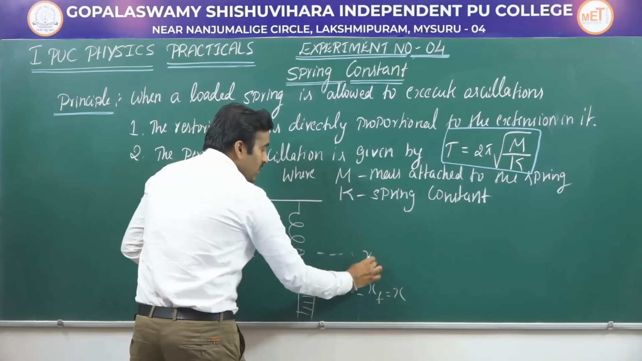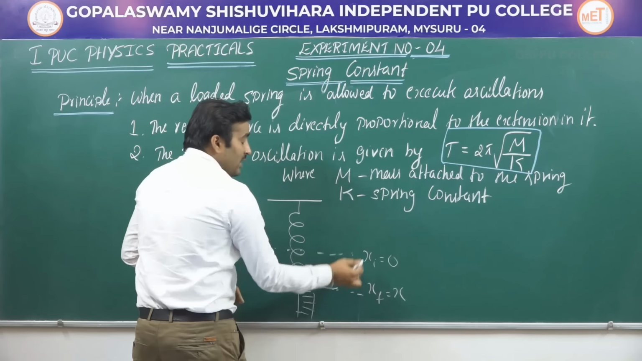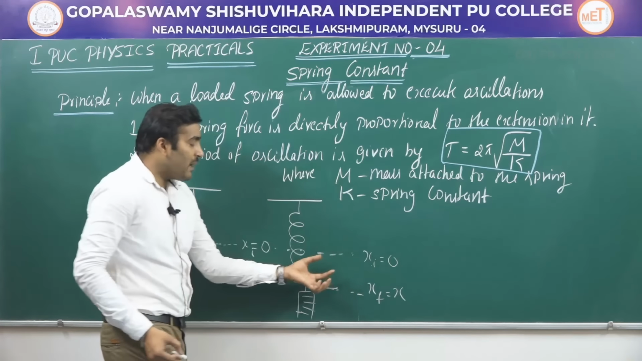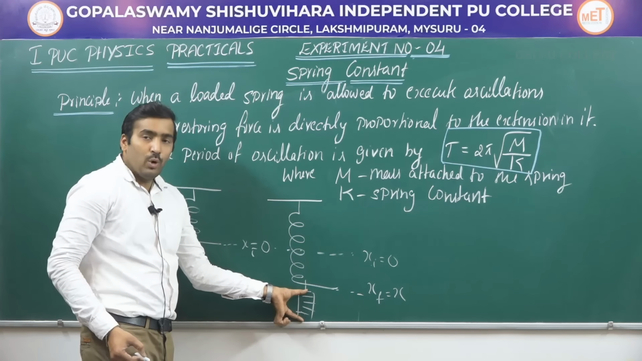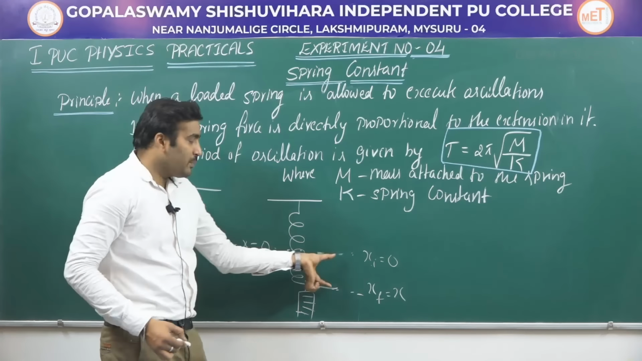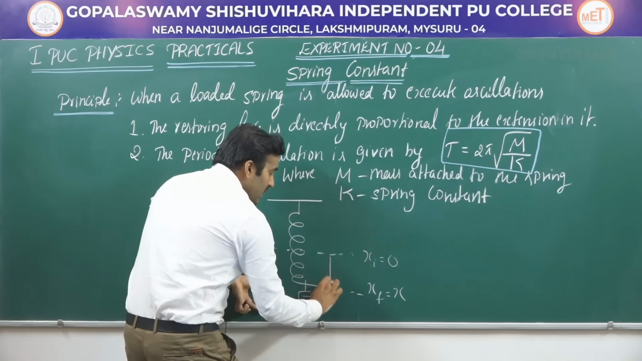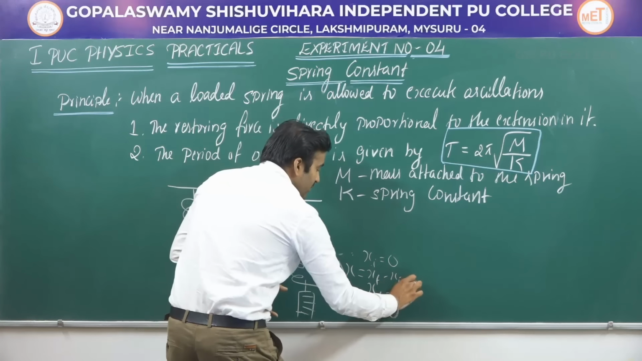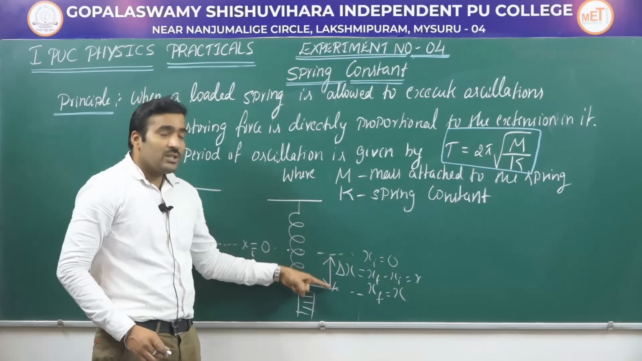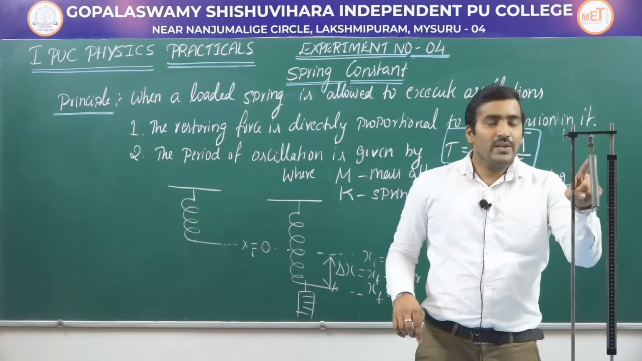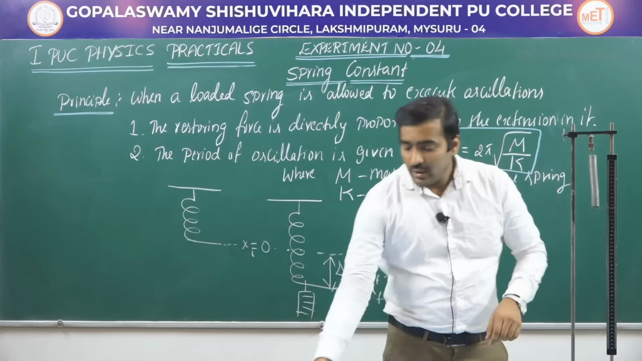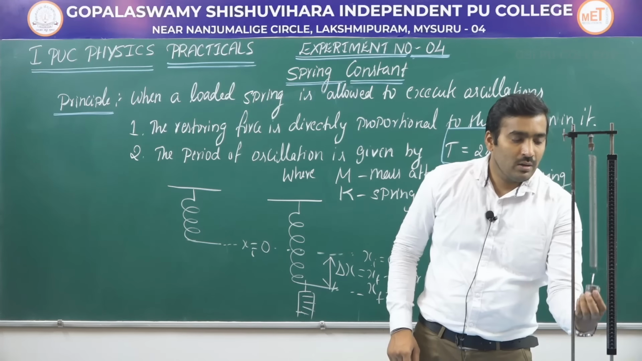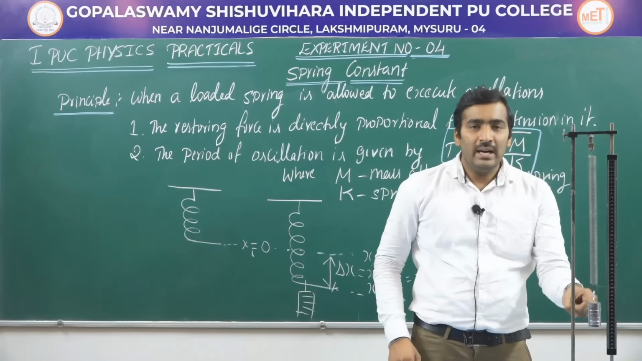Initially, when the load is not attached, the position of the spring is at 0 meter. After applying some load, the spring will be extended and it produces an extension of, say, delta x, which is equal to xf minus xi, which is equal to x. Correct? It has produced an extension of delta x. You can see here there is a spring and this is a load. So if I attach some load to the spring, what happens? Yes, you can see the spring will be extended.